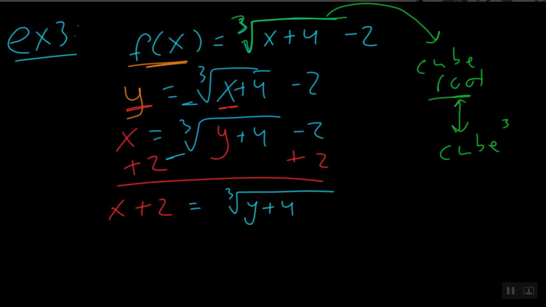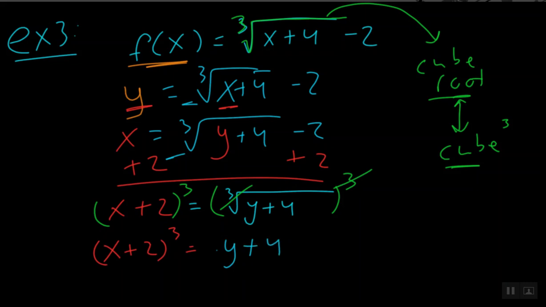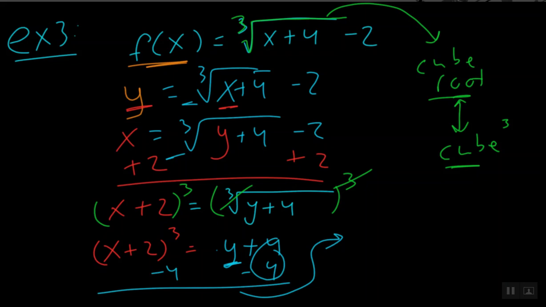And remember, the inverse of a cube root is a cube, so we're going to put this all in parentheses to the power of 3. What we do to the right, we do to the left. Those cancel, and we now see this: (x plus 2) cubed is equal to y plus 4. Now from here, getting y by itself is super simple. We can simply subtract 4, and I'm going to do a little bit of a shortcut. Since y is by itself, I'll write it as f inverse of x equals (x plus 2) cubed minus 4.